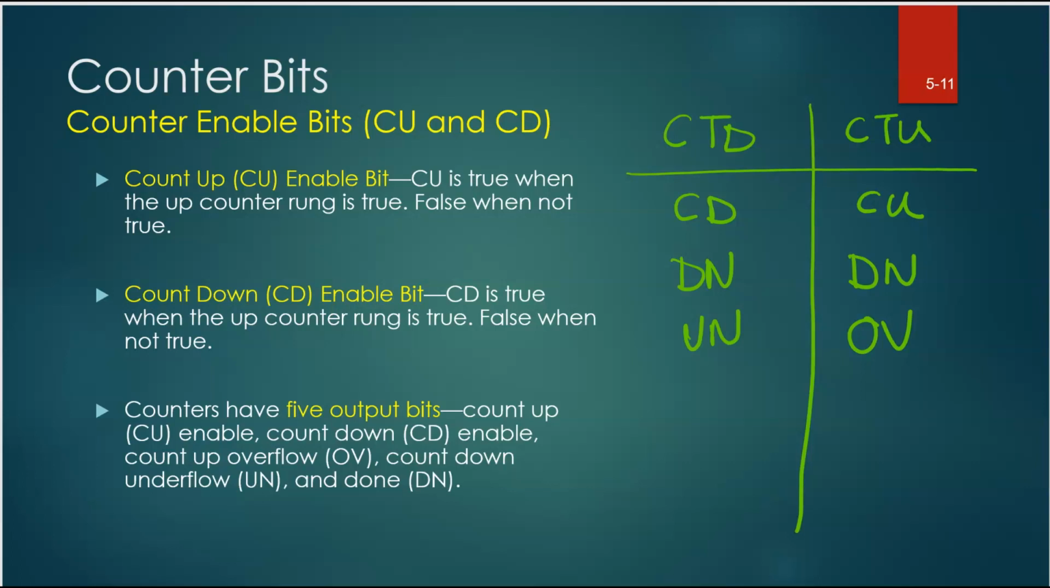CU and CD are very much similar to the enable bit of timers. So these 2 are true if the input rung of your counter is true, and they are going to be false if the input rung is false. Let me write this here. So these are similar to the enable bit of timers. The done bit is also similar to what we have for timers. So it's going to be equal to 1 as soon as your accumulator value reaches your preset value.